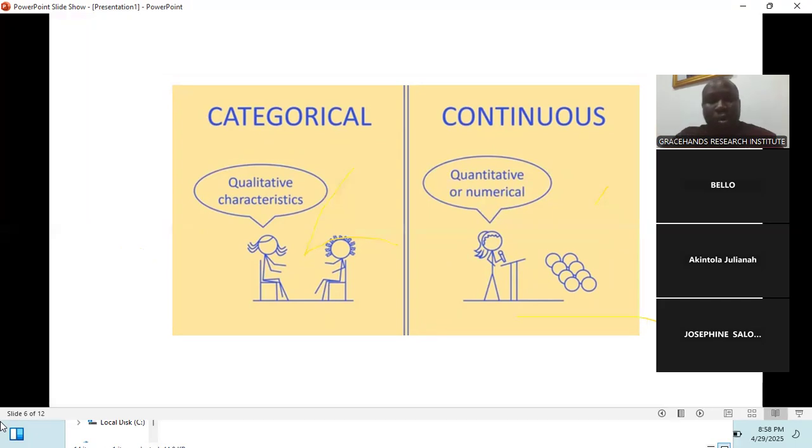Okay, we've dealt with the purpose now. So we are now looking at the types of data, categorical and continuous. If you master these things, they are the baseline for you understanding data analysis in the research world, so that you don't make mistakes.